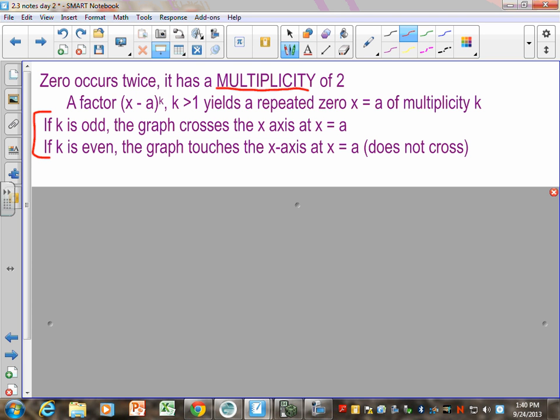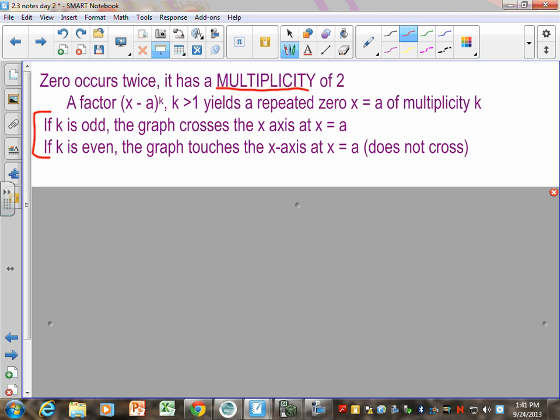A couple important things to notice about this. If you have any factor to the k power, if k is bigger than 1, then we say that it has a repeated 0. In the past, we talked about a double 0, but whatever that power is, we say is the multiplicity. If it's to the 3rd power, it has a multiplicity of 3. If it's to the 7th power, a multiplicity of 7. Basically, that means it repeats itself that many times, and a is the 0 that occurs at. Notice the power has to be bigger than 1. If it's to the 1st power, there's no multiplicity. It doesn't repeat itself. It's just a normal 0.